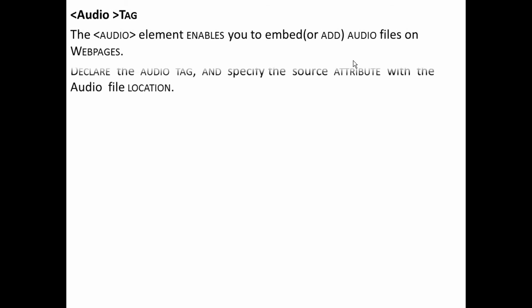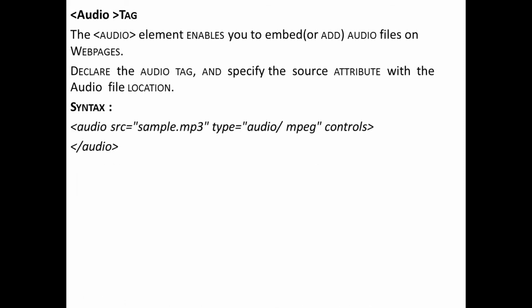Next is, declare the audio tag and specify the source attribute with the audio file location. Means you have to first declare the audio tag, and in that you have to specify the different attributes, like where is your MP3 file or audio file, so that you have to call onto the tag. Okay. So let's have the syntax for that.